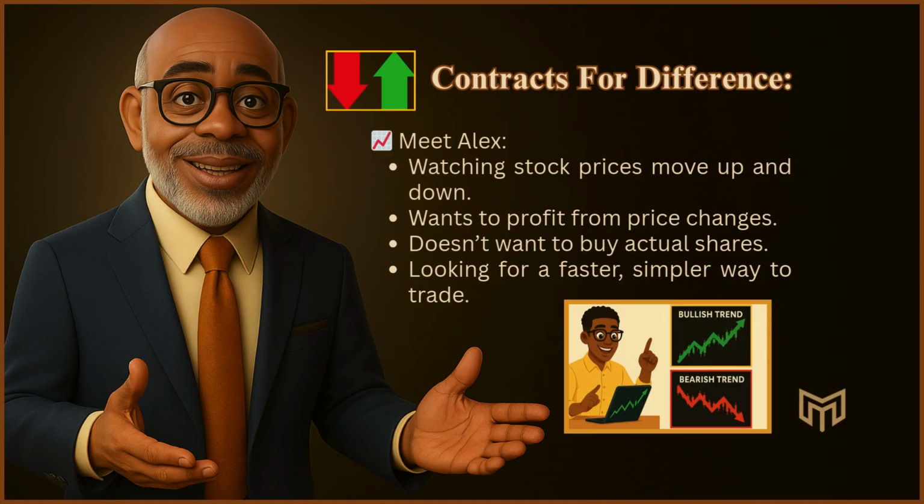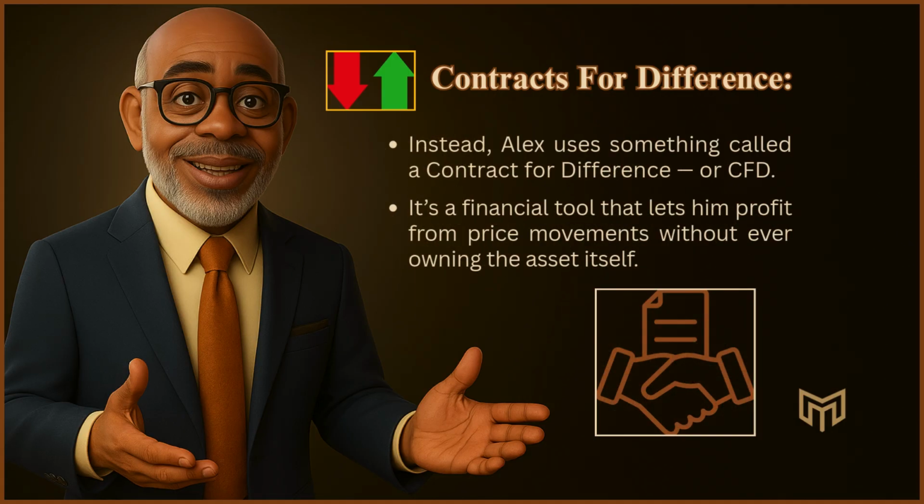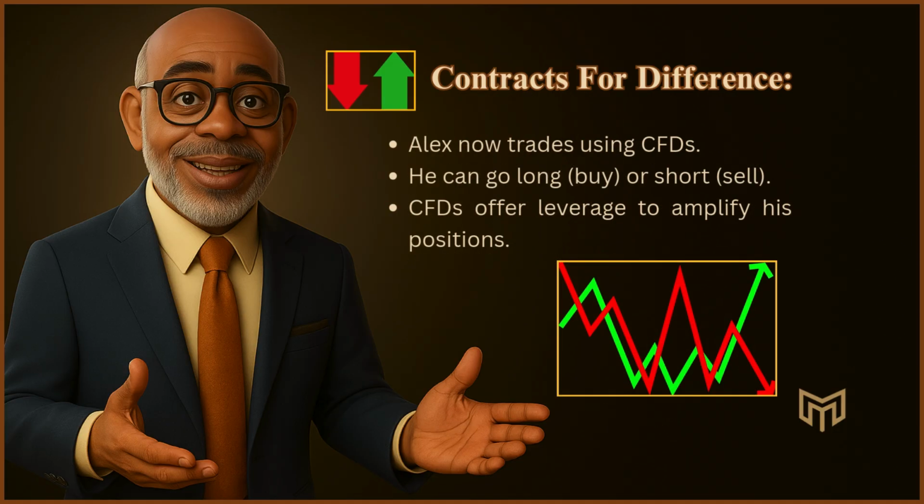Meet Alex. He's been watching stock prices move up and down, and he wants to profit from those price changes. But here's the thing. Alex doesn't want to buy actual shares. He's looking for a faster, simpler way to trade without owning the asset itself. Instead, Alex uses something called a contract for difference, or CFD. It's a financial tool that lets him speculate on price movements without ever owning the asset itself. Alex now trades using contracts for difference.